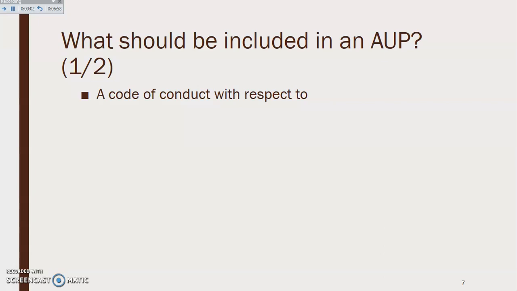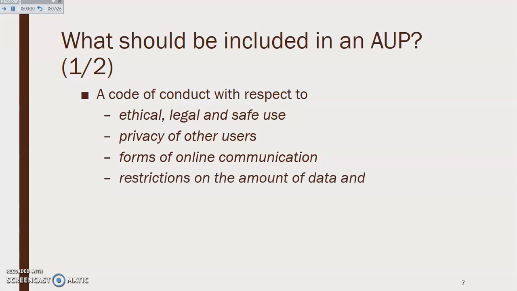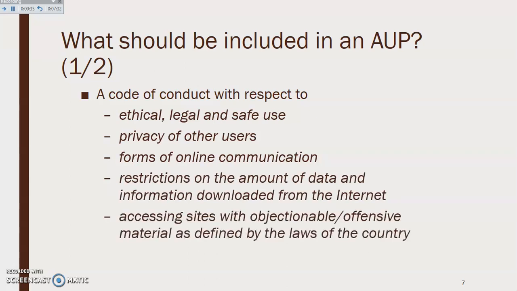Okay. It must also include a code of conduct. Okay. Every school, every company will have a code of conduct, and the same goes for networks. Okay, this is to do with ethical, legal, and safe use, privacy of other users, so you are not going to log into someone else's account and go and see what work they've done. The forms of online communication, so how are you allowed to communicate with others? Restrictions on the amount of data and information downloaded from the internet. Accessing sites with objectionable and offensive material as defined by the laws of the country.